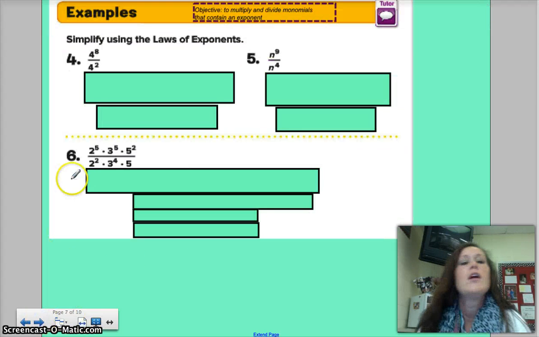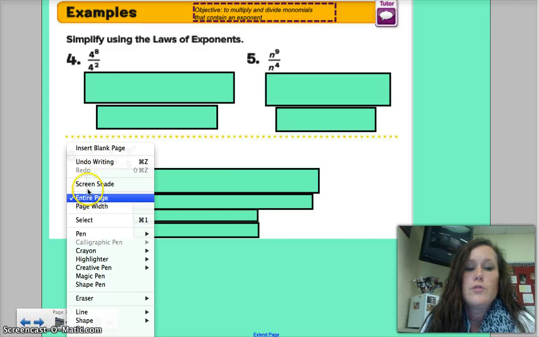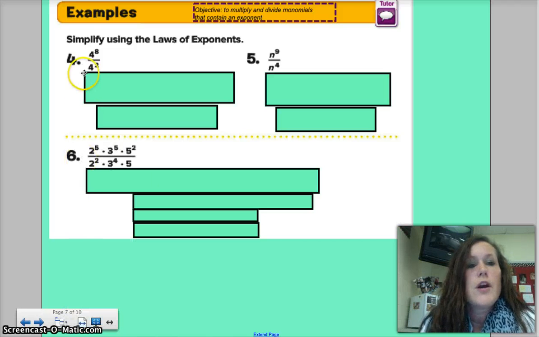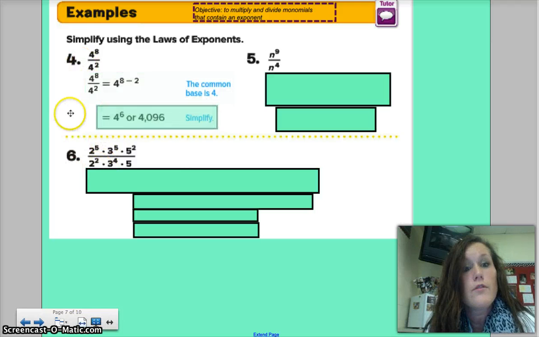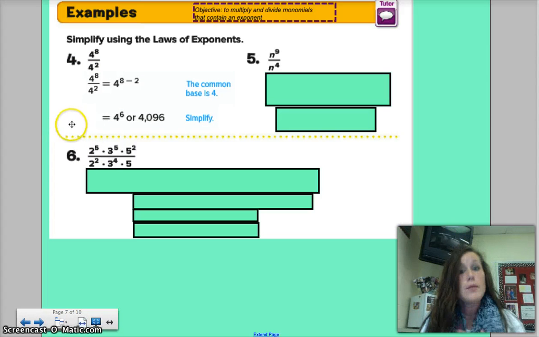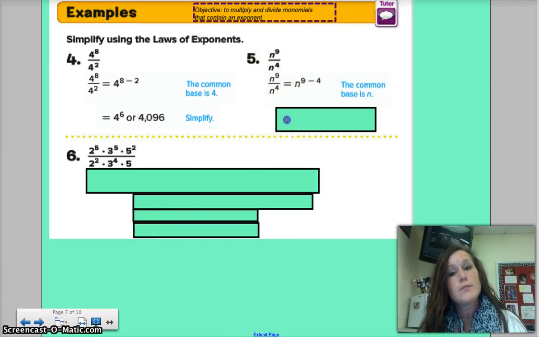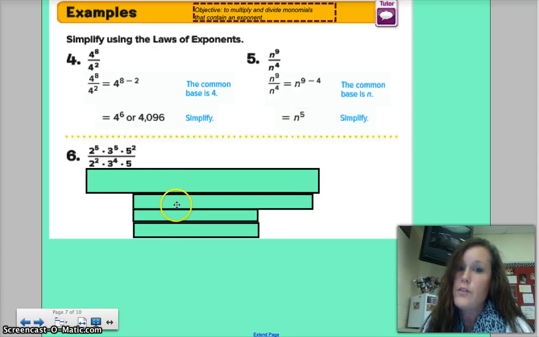Let's keep going. All right, simplify using law of exponents. Let me get my selector and go. Common base here is 4. 4 to the 8th divided by 4 squared. Subtract the exponents, and you get 4 to the 6th power. I prefer that you leave it as a power. Number 5, n to the 9th divided by n to the 4th. Subtract the exponents, and you get n to the 5th power.